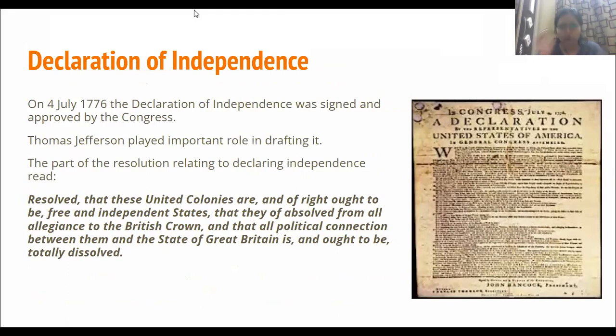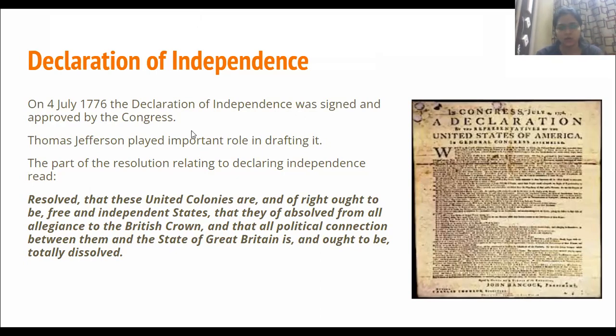According to this document, it was said: resolved that these United Colonies are, and of right ought to be, free and independent states, that they are absolved from all allegiance to the British crown, and that all political connection between them and the state of Great Britain is and ought to be totally dissolved. So according to this declaratory document, as drafted by Thomas Jefferson, they were very clear that the colonies now intend to separate from the British crown and want to form their independent states.